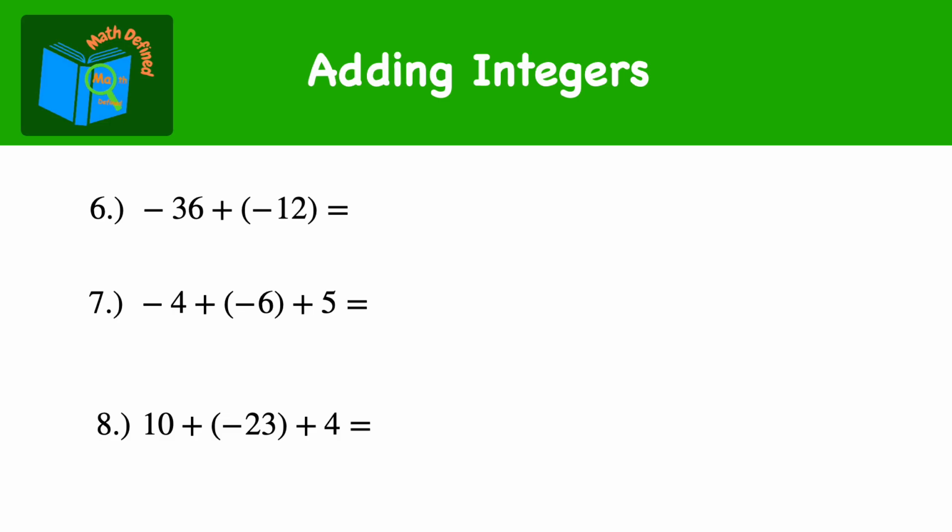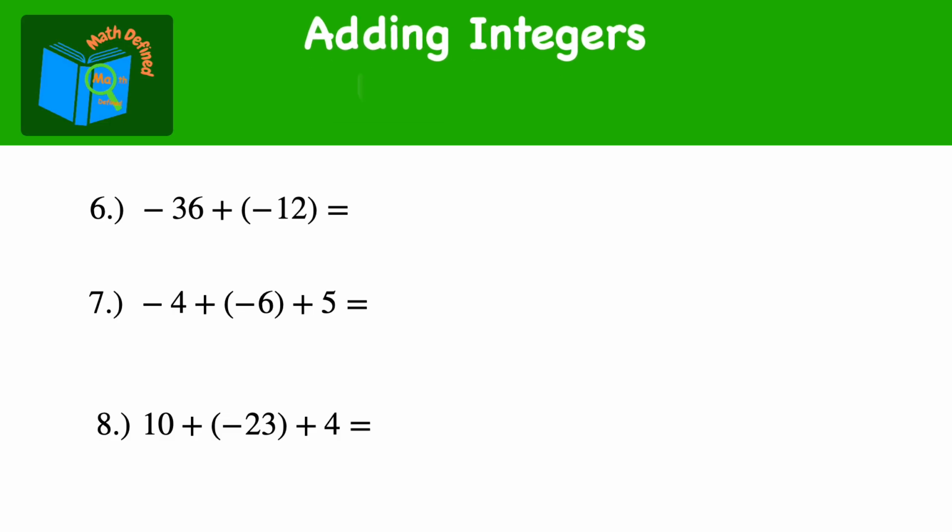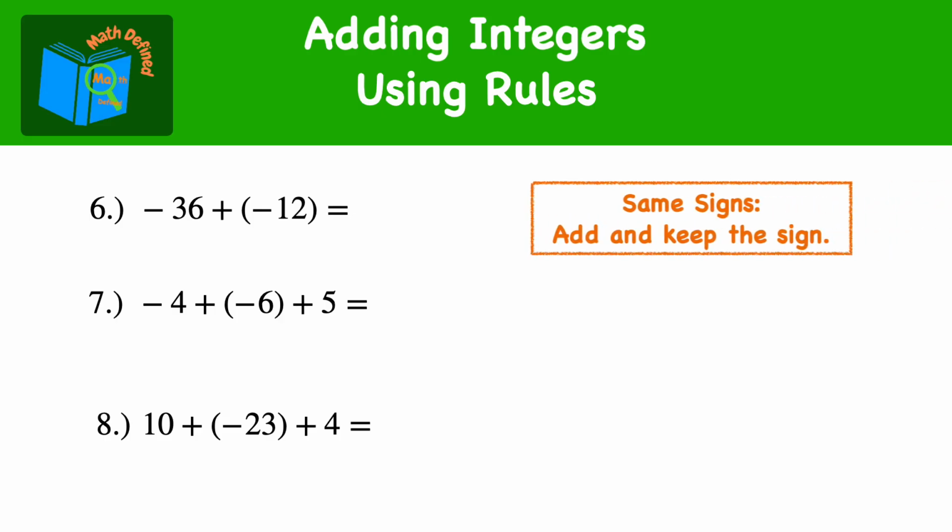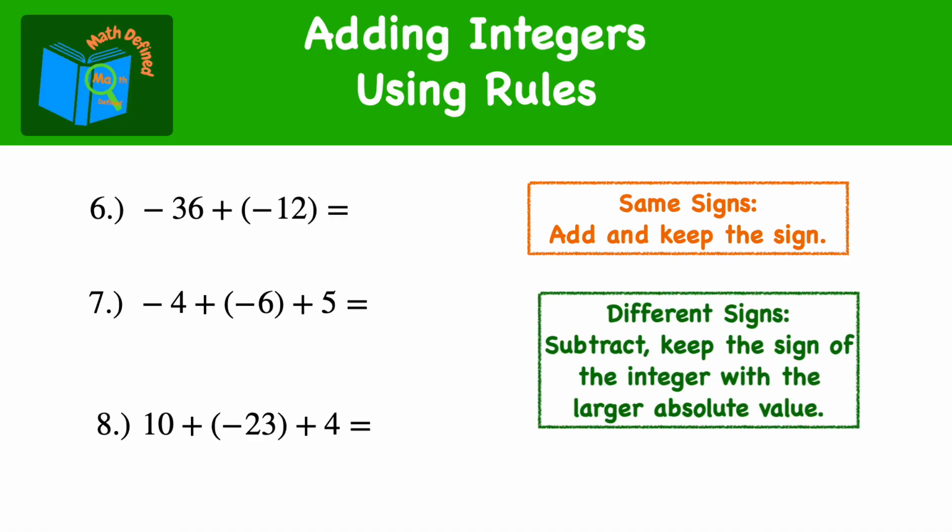For the next set of problems, we're going to use just the rules for adding integers, no number lines. So keep these two rules in mind. If the integers have the same sign, add the numbers and keep the sign. If the integers have different signs, subtract and keep the sign of the integer with the larger absolute value.